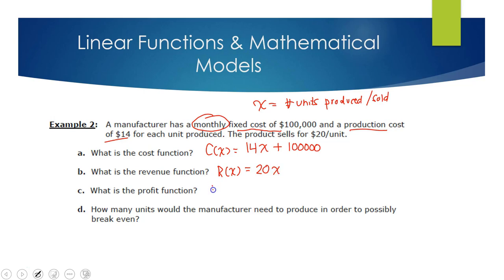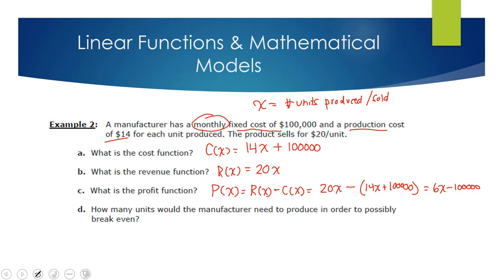So my profit function is R of X minus C of X, which is 20x minus 14x plus 100,000, which would be 6x minus 100,000. So that is my profit function.